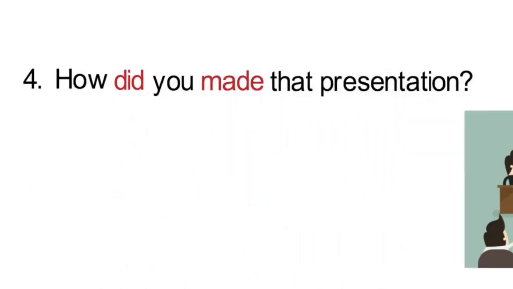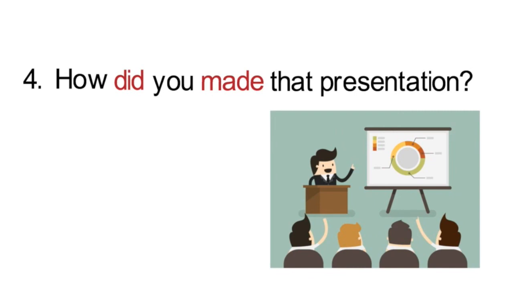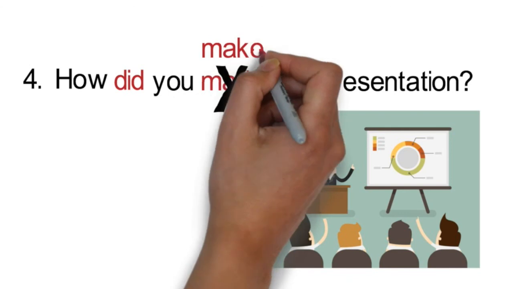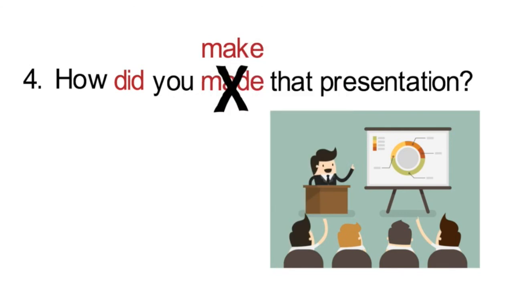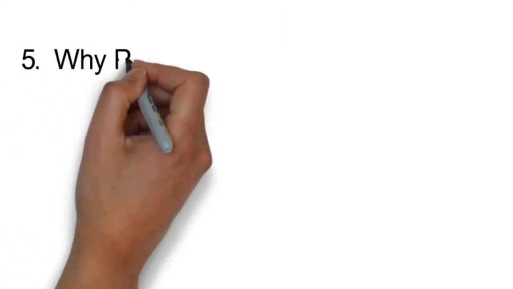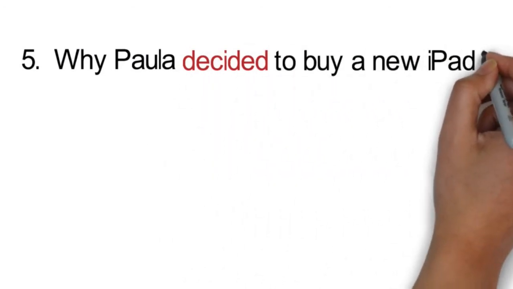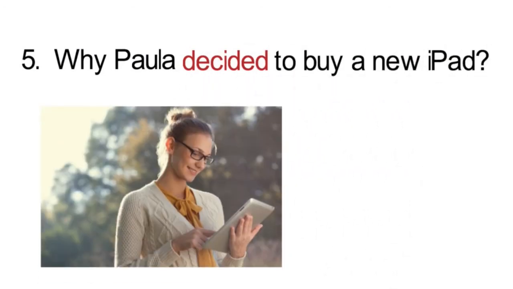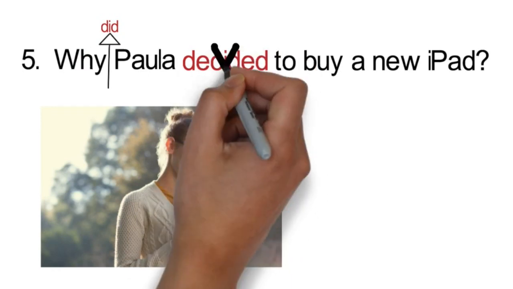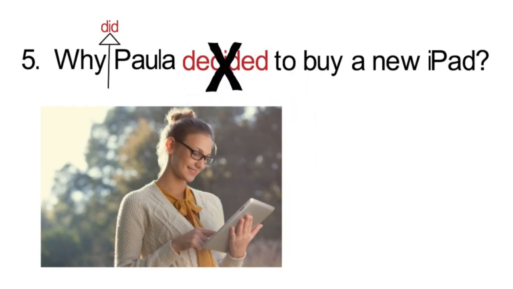What's wrong with sentence number 4? How did you made that presentation? It should be, how did you make that presentation? We need to use the base form of the verb when forming questions. Look for the mistake in question number 5. Why Paula decided to buy a new iPad? Remember, we need to use did and the base form of the verb when we make questions. So it should be, why did Paula decide to buy an iPad?